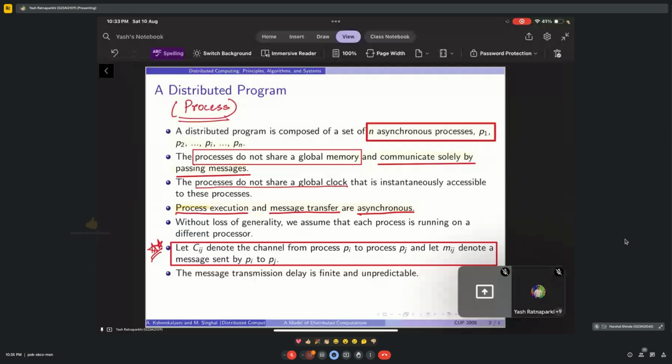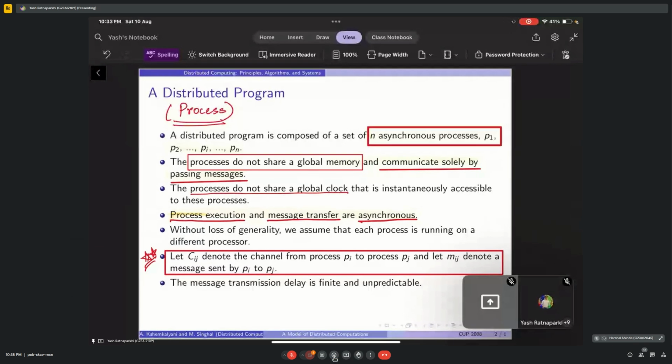So basically, this distributed program chapter is quite small, and every slide has a particular unique content. First we'll be discussing what a process is. As the content says, a distributed program is composed of a set of n asynchronous processes p1, p2 to pn. So we will have a process each time: process 1, process 2, process 3, and so on, dot dot dot, up to pn.